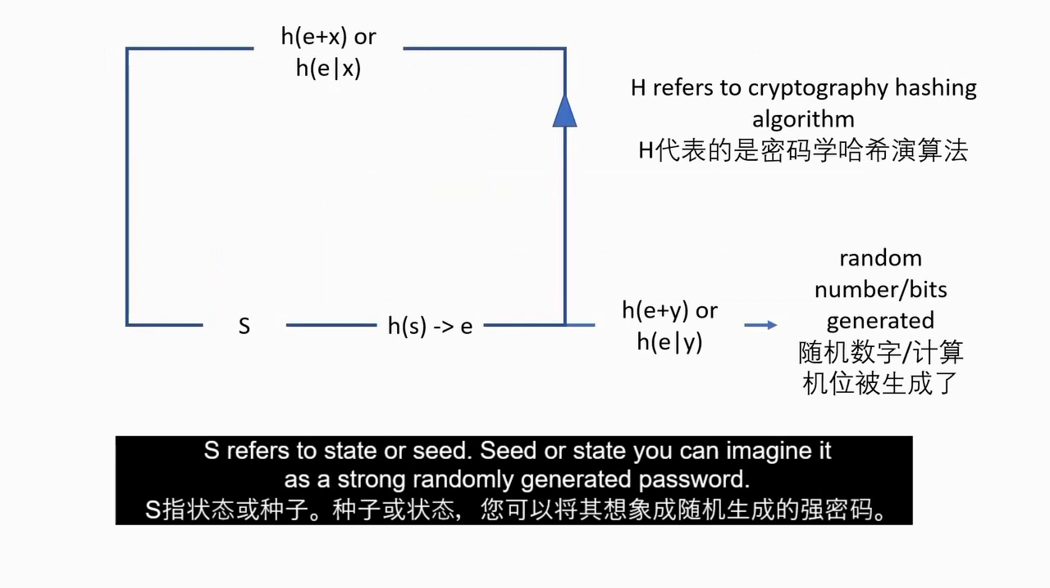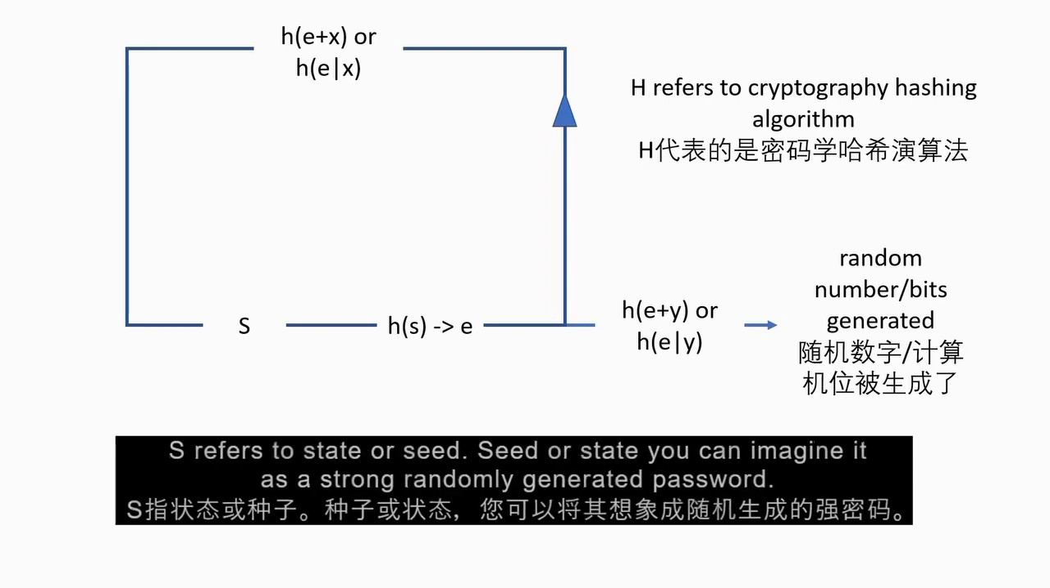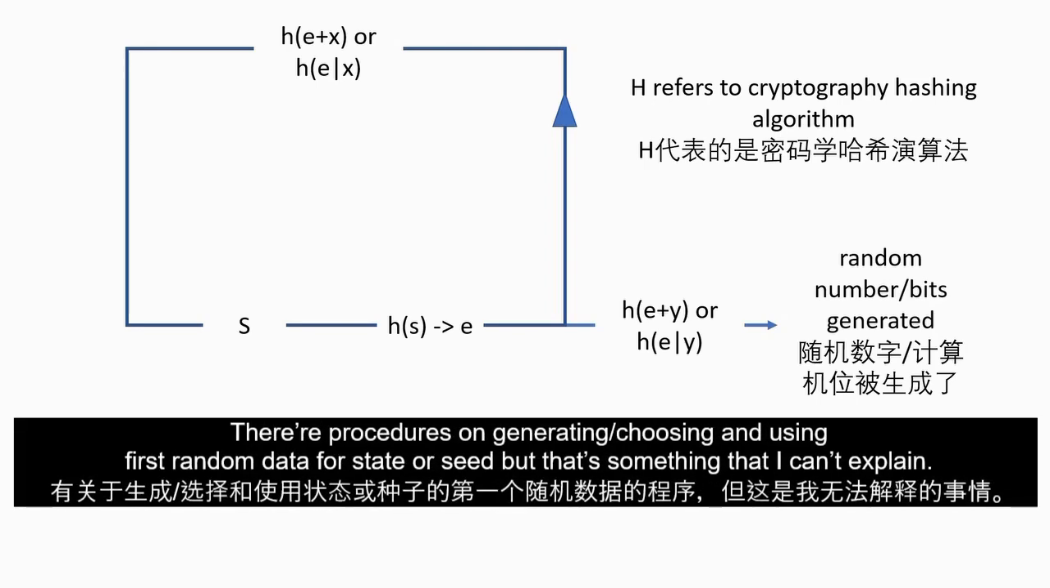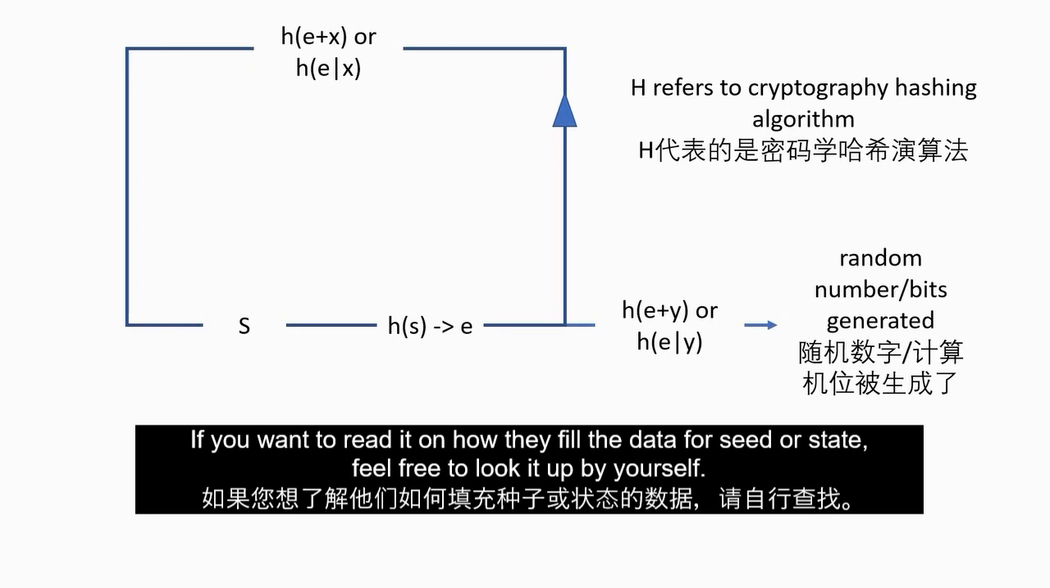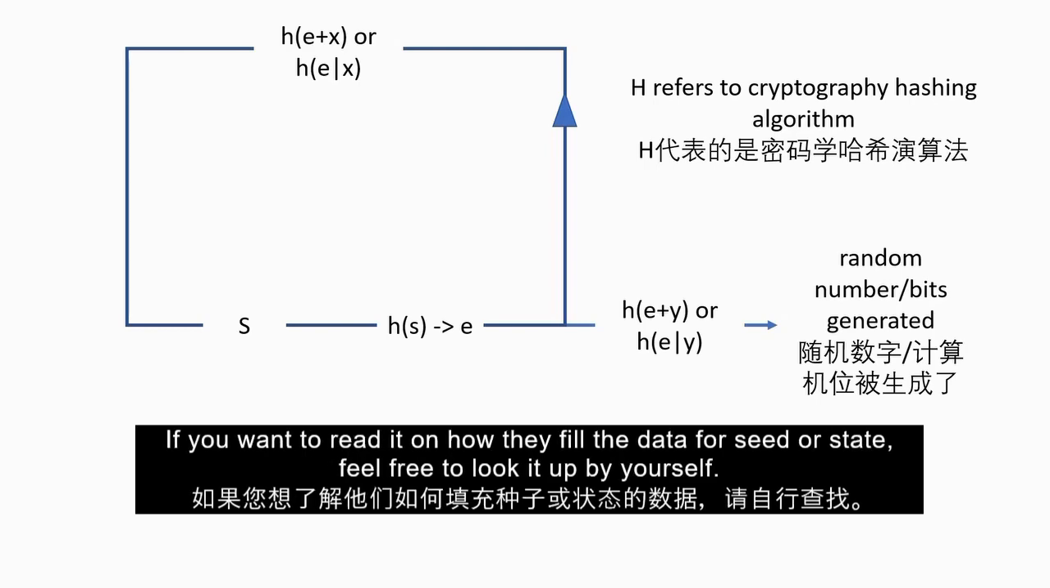S refers to state or seed. Seed or state, you can imagine it as a strong, randomly generated password. There are procedures on generating or choosing and using the first random data for the state or seed, but that is something that I can't explain. If you want to read about how they fill the data for the seed or state, feel free to look it up by yourself.